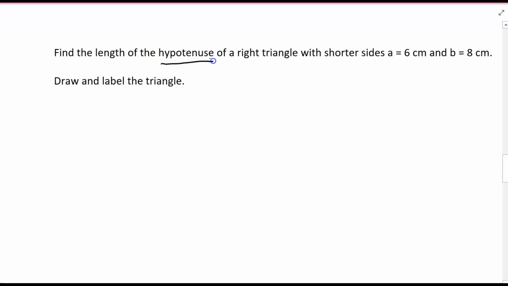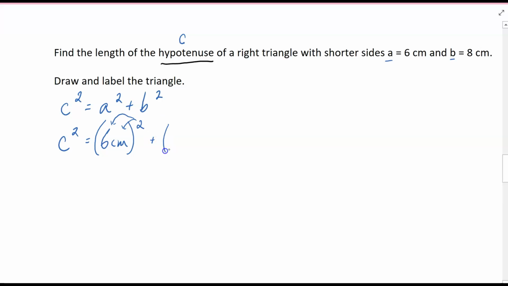Always note that when you are finding the hypotenuse, you are finding c, and the shorter sides are labeled a and b. So we are looking for the formula c squared equals a squared plus b squared. So we will find c squared by putting in our a, which is 6 centimeters. I'm keeping the units in for now, but we're just going to square. I'm putting brackets around because this means I want to square the number and square the unit. We'll add that to 8 centimeters squared.